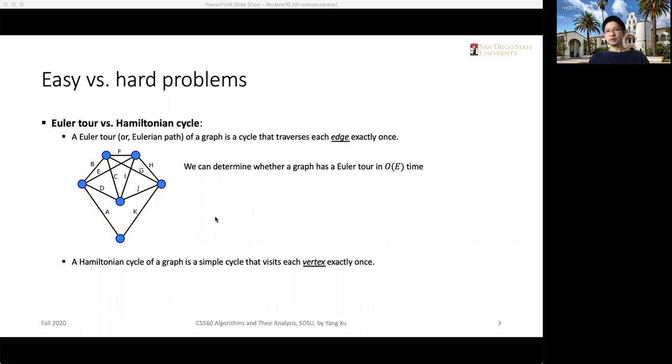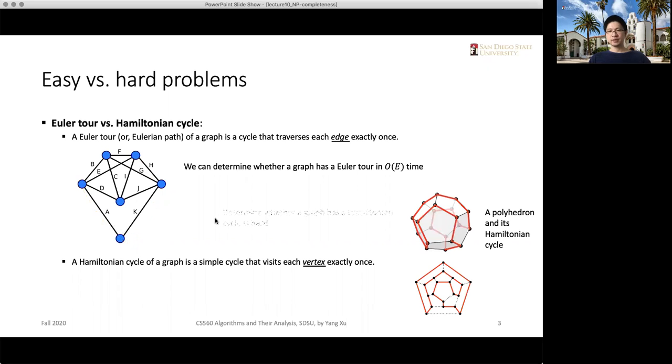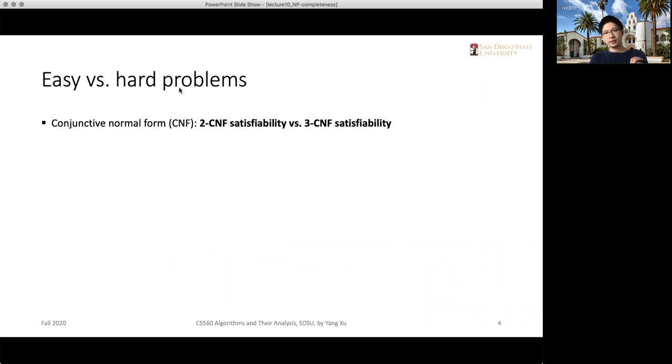And it seems not a hard job here, but actually, if we look at the examples on the right, the qubit-like example on the right, then actually determining whether a graph has a Hamilton cycle is not as easy as Euler Tour. Okay, so this is a second example. And let's look at the third example.